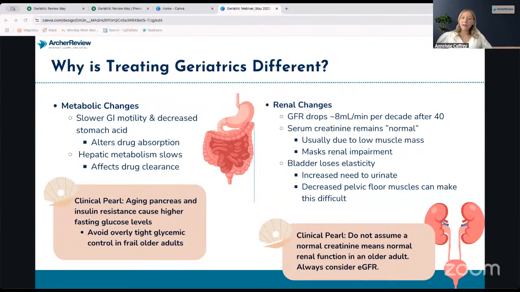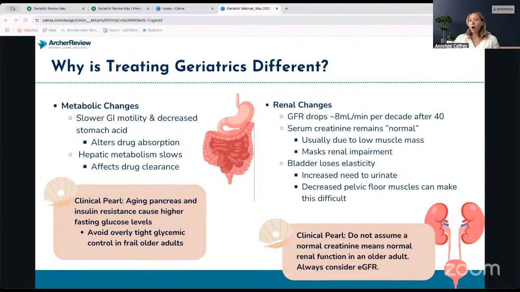So normally I would tell you, like in a 25-year-old, a really high level of that could say, oh, maybe they have something wrong with their kidneys. But in an older adult, because they don't have as much muscle mass contributing to that number, it could look normal when really it's super high from the kidneys and really low from the muscles. So that's why we always look at estimated glomerular filtration rate, or that GFR.